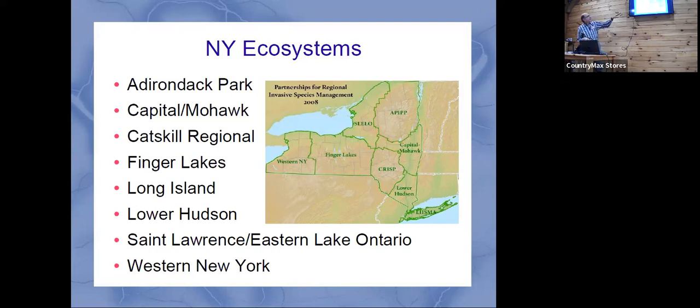I will mention each one of these regions has something called a PRISM. That's Partnership for Regional Invasive Species Management. So you can go to the Finger Lakes PRISM for our region and get information on managing the invasive species that are particular problems here in the Finger Lakes.